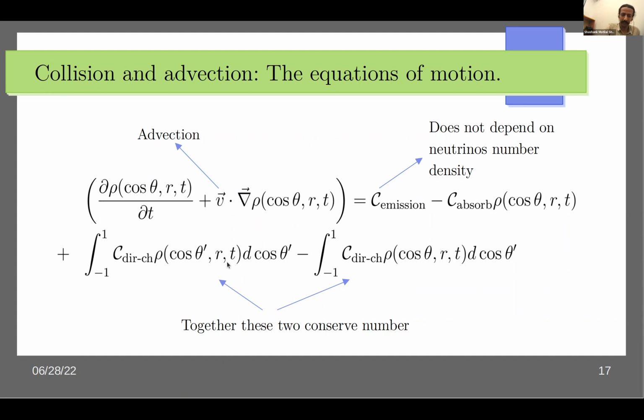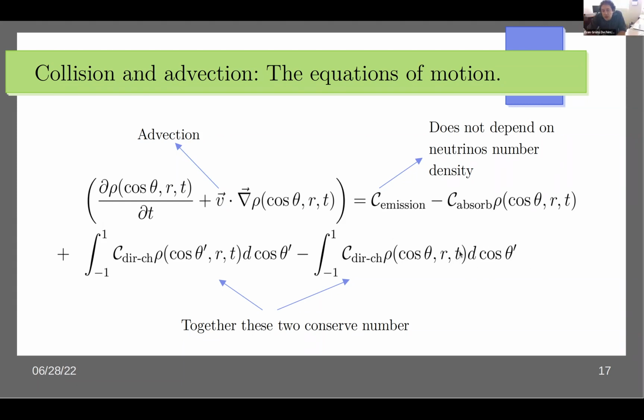So basically what this positive term is doing is that it is taking neutrino which was going in theta prime direction and putting it in theta direction, right? But since this is a direction changing effect, we want the total number of neutrinos to be conserved. And this integral is just to make sure that happens.